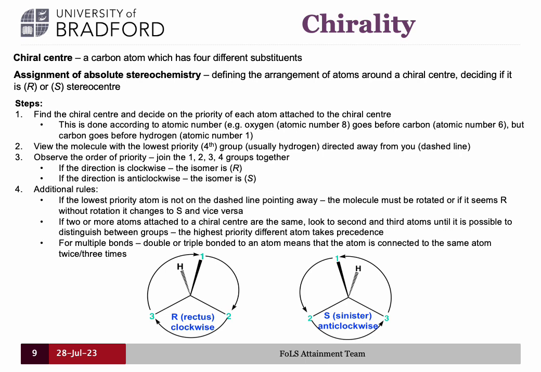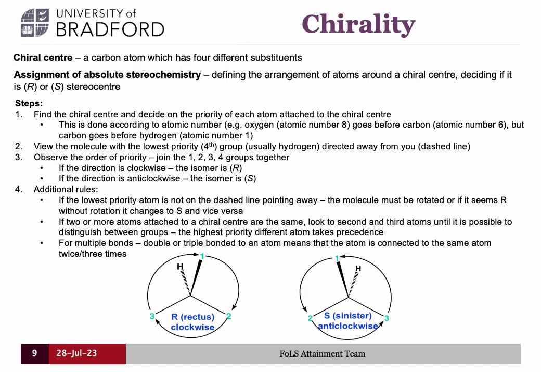Then I have also listed some additional rules here, which I think will help you when you're doing the assignment. So if the lowest priority atom is not on the dashed line pointing away, in this case, the molecule must be rotated. But this is not a very easy thing to do if you're not used to imagining molecules in 3D. So you can proceed with the assignment, and if it is R, then it changes to S and vice versa.